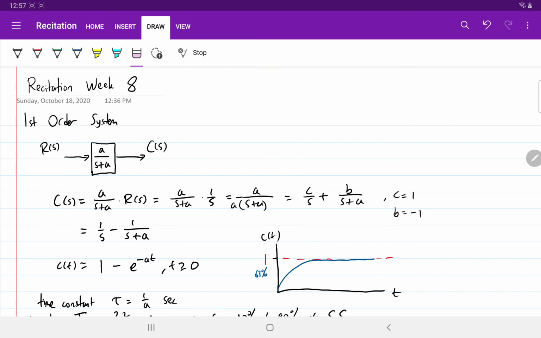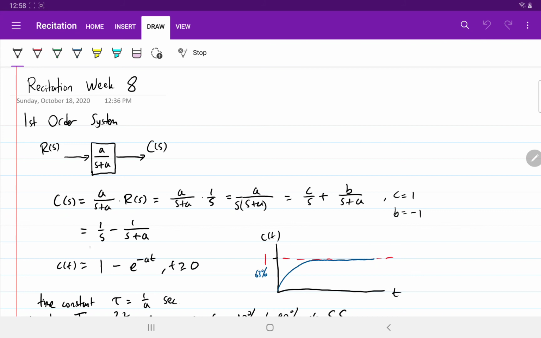And what is the time domain solution here? So what is C of t given R of s as a step input? To compute that, we do the following. C of s is A over s plus A times R of s, right? But since R of s is a step input, we have this term right here, A over s, so this will be C over s plus B over s plus A, and then we can use partial fraction expansion to find C and B. You can do that very easily, and we get C equals 1, B equals minus 1.